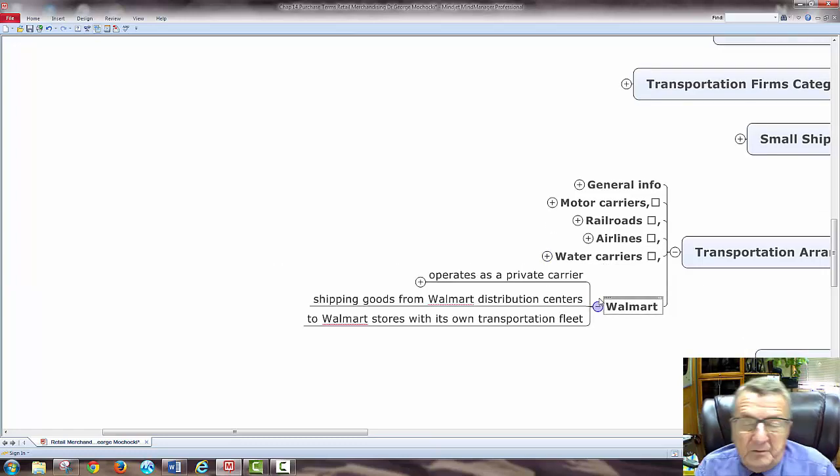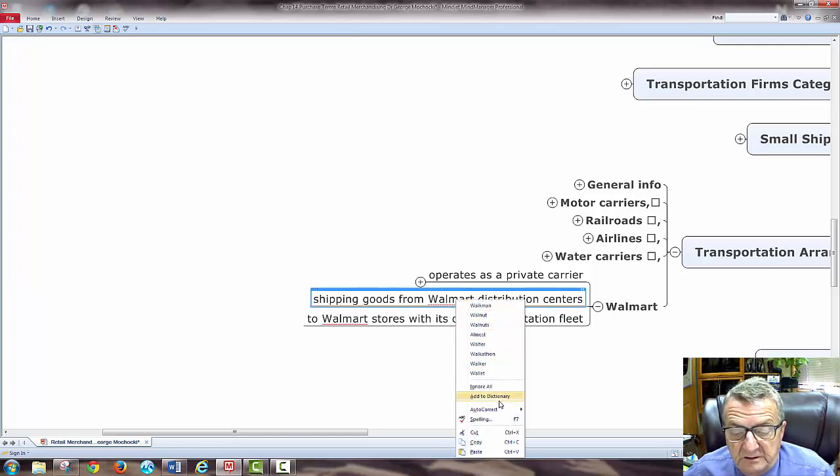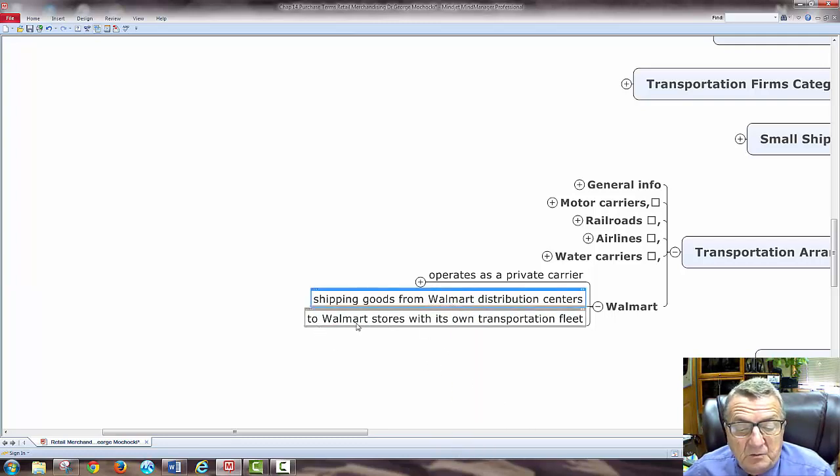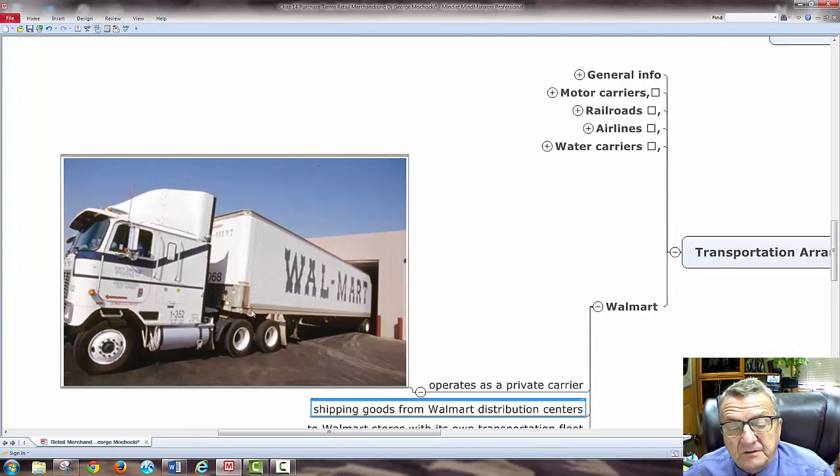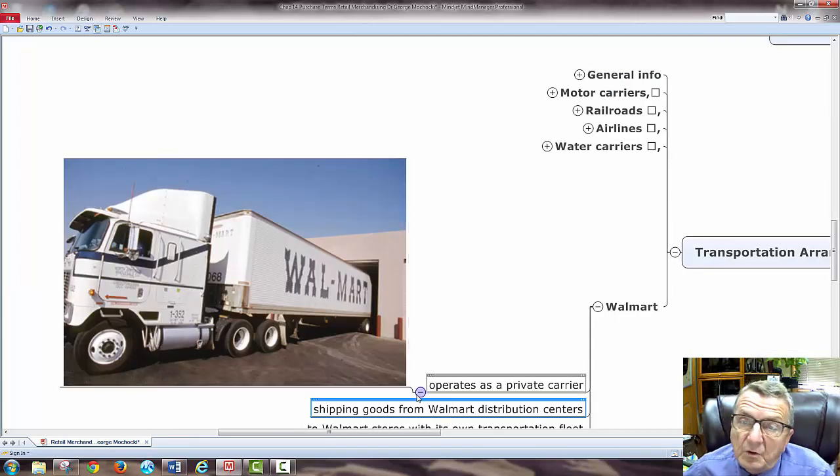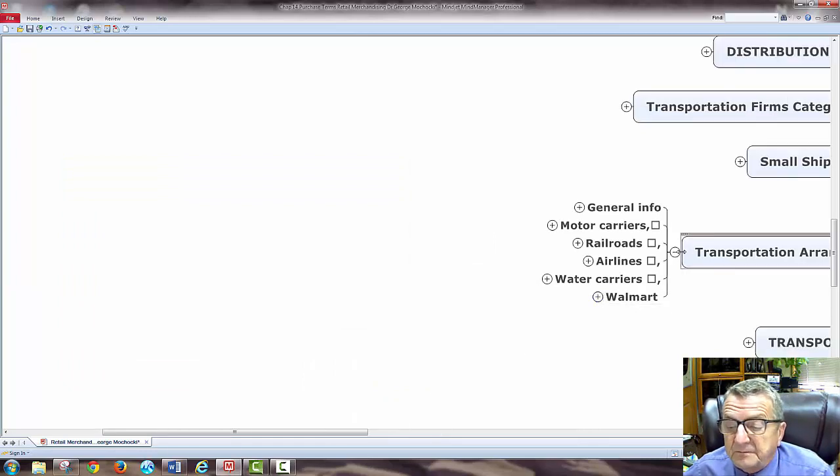Walmart. Now, what's Walmart? We talked about Walmart. They control the whole distribution chain. They operate a private carrier, which means it's theirs. Shipping goods from Walmart distribution centers to Walmart stores is its own transportation. So they can control it, everything's there. The distribution, they control the whole thing, so they control the cost on that.